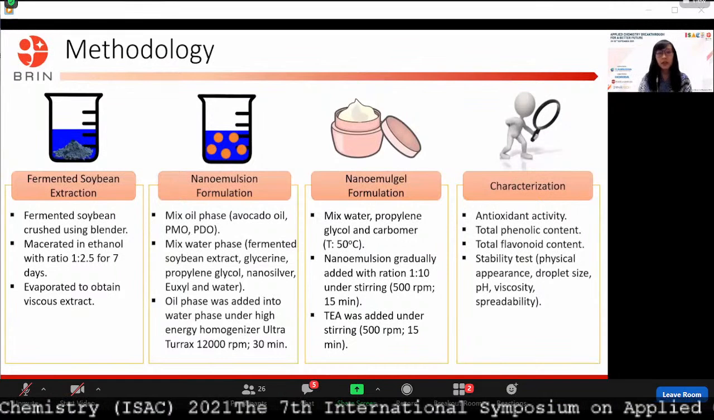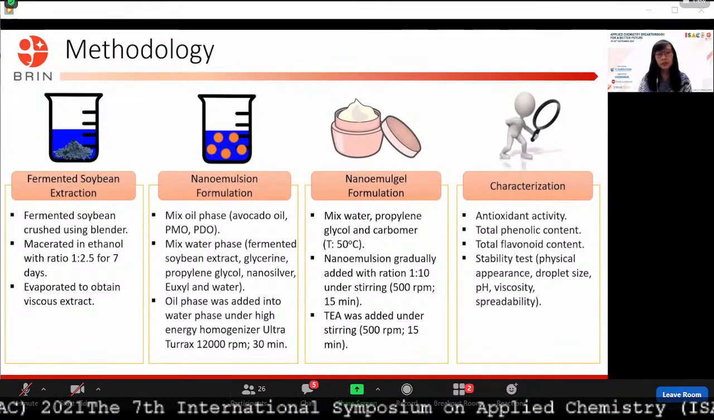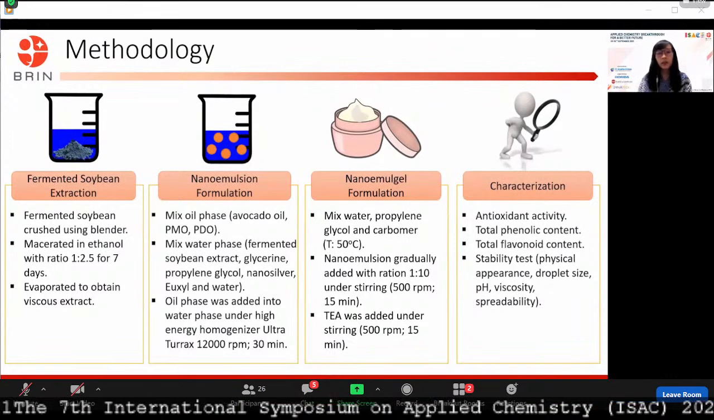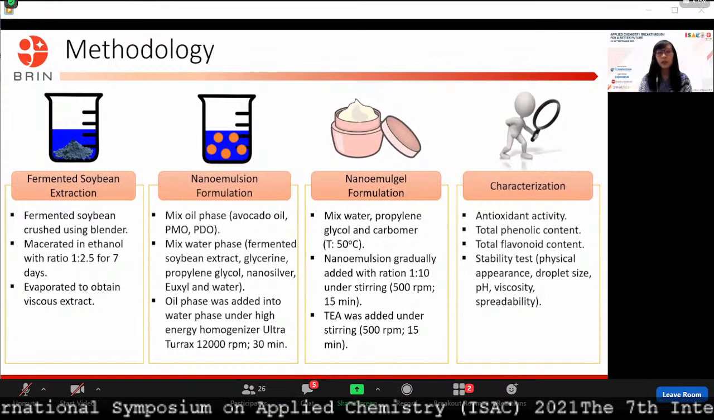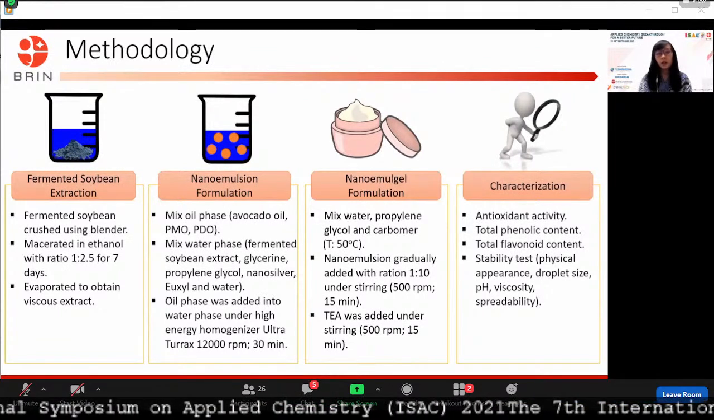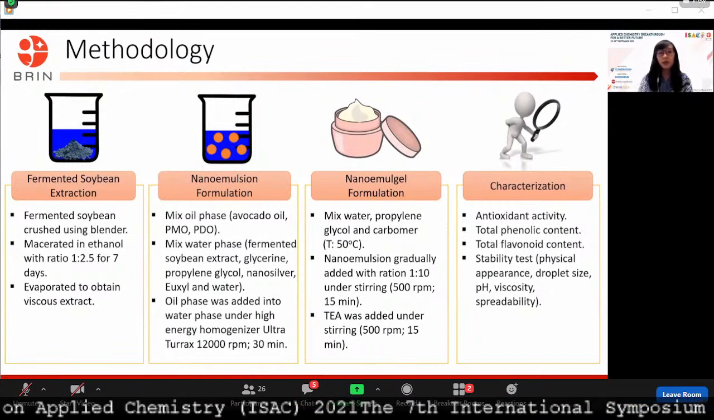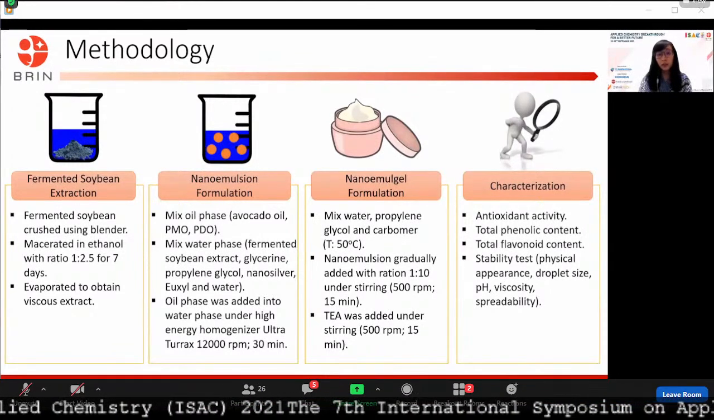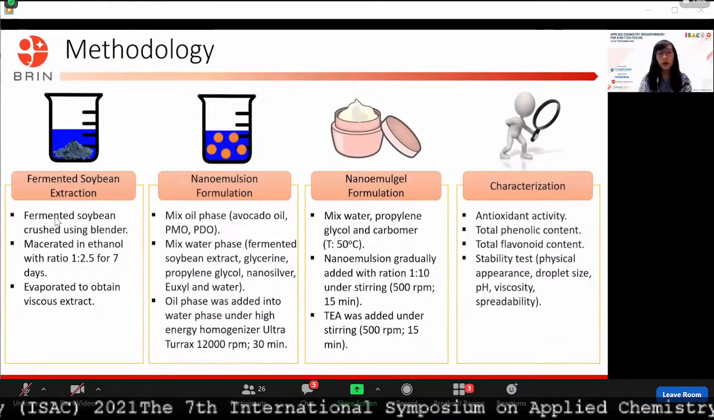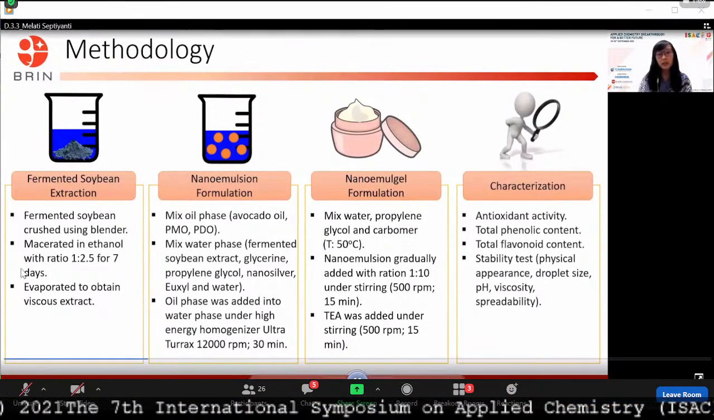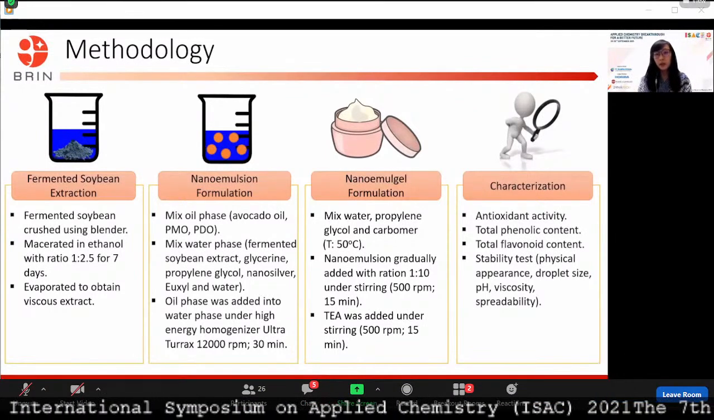First, we mix the oil phase that consists of avocado oil, PMO, and PDO as surfactant, and then mix the water phase that consists of fermented soybean extract, glycerin, propylene glycol, nanosilver, oxyl, and water. And then the oil phase was added into the water phase under a high energy homogenizer, Ultra-Turrax, at a speed of 12,000 rpm for 30 minutes.